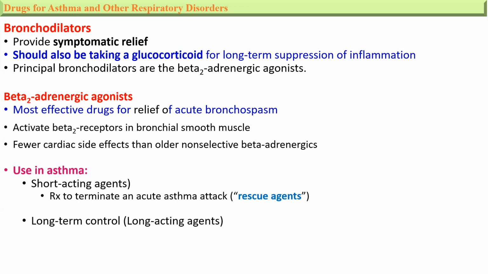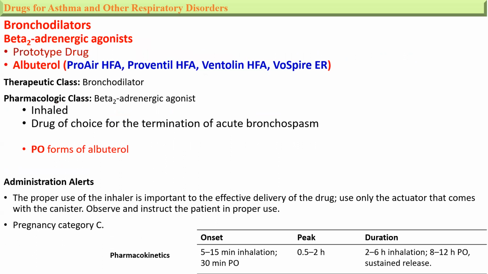Long-term control is done with long-acting agents. So the short-acting agents are for the acute attack and long-acting agents for long-term use. The effect lasts up to 12 hours. LABAs should not be used as monotherapy for asthma, and should not be used as treatment for an acute asthmatic attack. They should be used as long-term maintenance drugs, which will reduce the frequency of the asthmatic attacks.